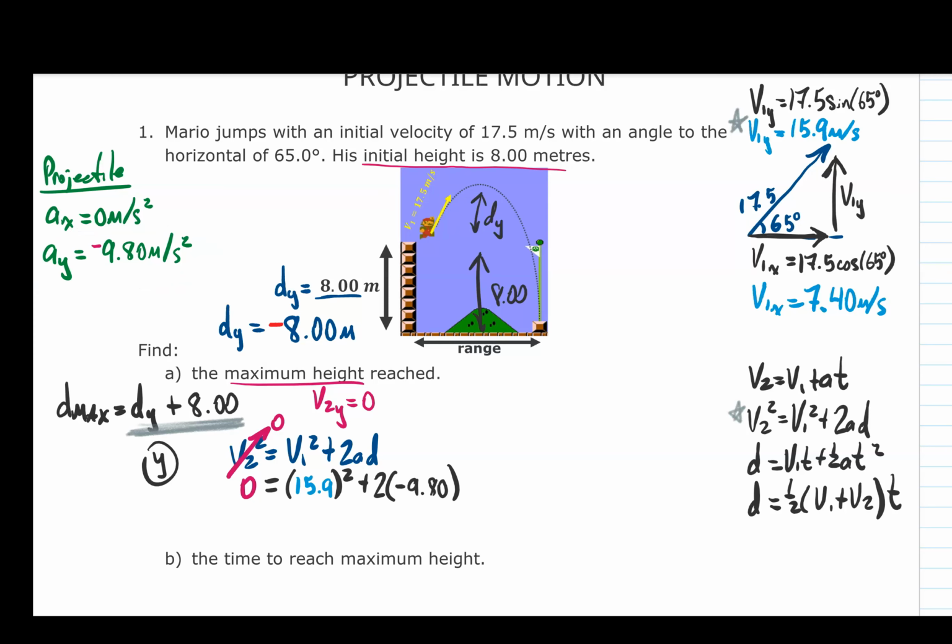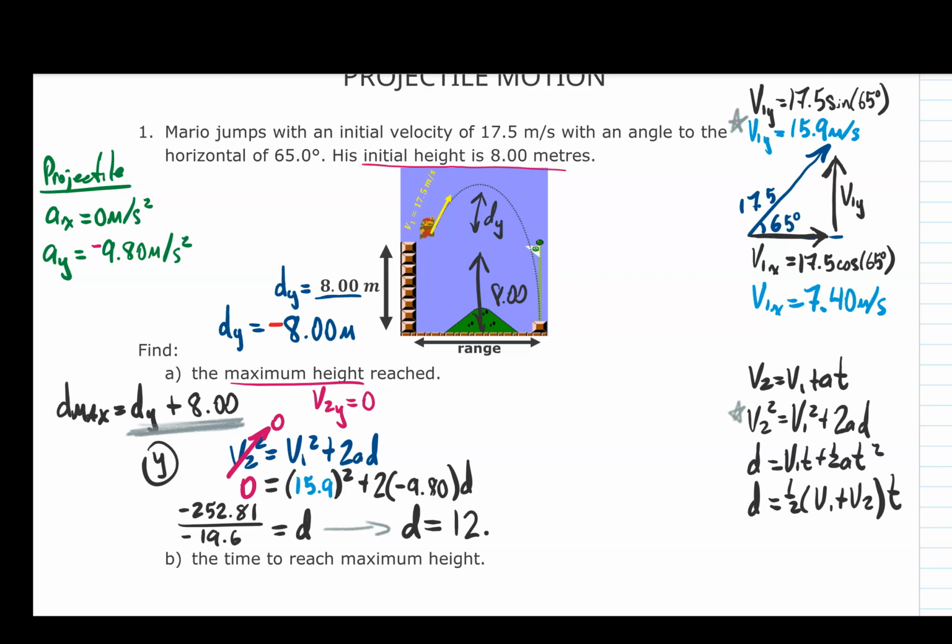And what am I missing? I'm missing displacement. Displacement, that's what I'm looking for. That's the max height. Because of the way I've set this up, it's going to solve for the height from where I started. If I rearrange this now, I'll bring the 15.9 to the other side. 15.9 squared is 252.81. So negative 252.81 divided by 2 times negative 9.8, which is negative 19.6. That will give our D, our displacement. They're both negative, so it'll become positive as the answer.